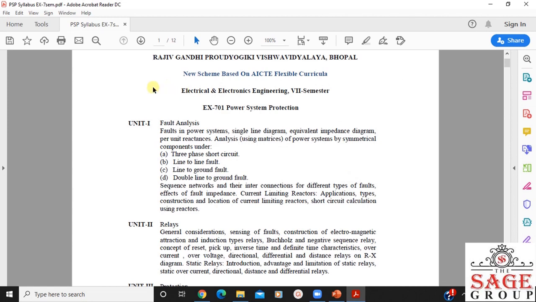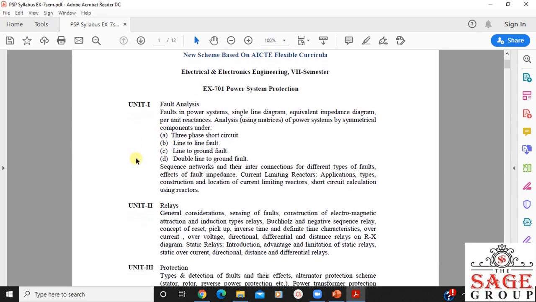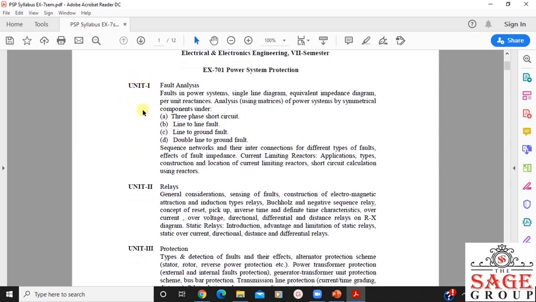This is the syllabus which I am going to discuss unit by unit. This syllabus is totally based on the RGPV curriculum. I am going to record multiple lectures totally based on this syllabus. If you go through this syllabus, you will find that the first unit is totally based on faults, their types and various numericals based on fault analysis.